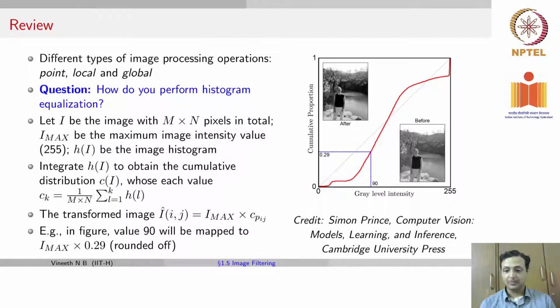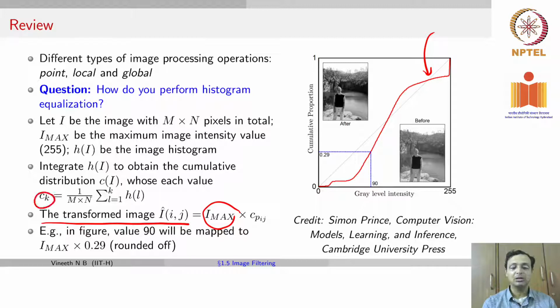So here is an example of a cumulative distribution. This red curve here is a cumulative distribution, which simply adds up the histogram as you go from the lowest intensity to the highest intensity. So the final transformed image after doing histogram equalization is simply I max, the maximum intensity, times C of I, which is the cumulative distribution at a particular point.